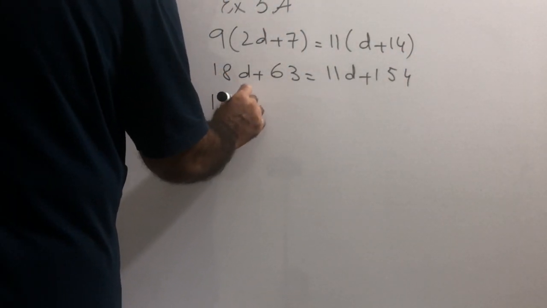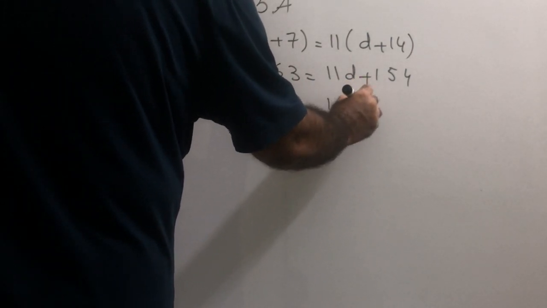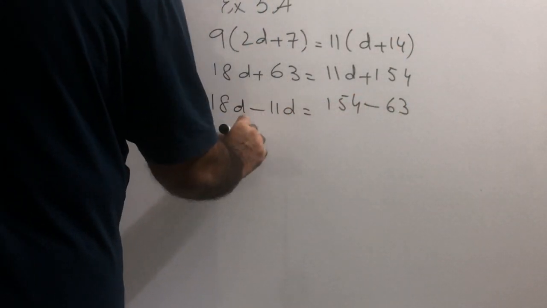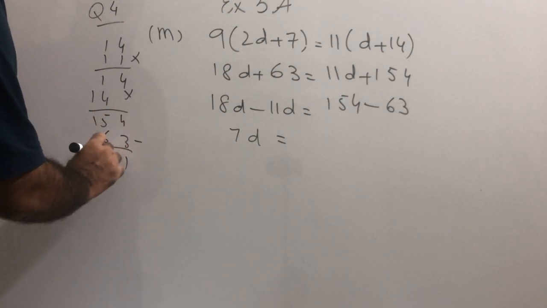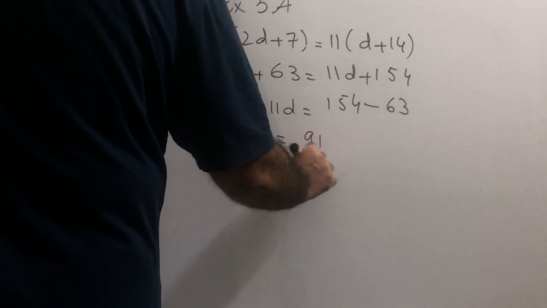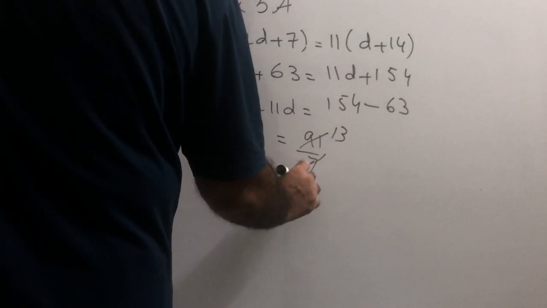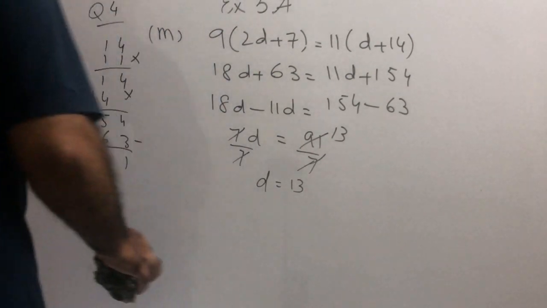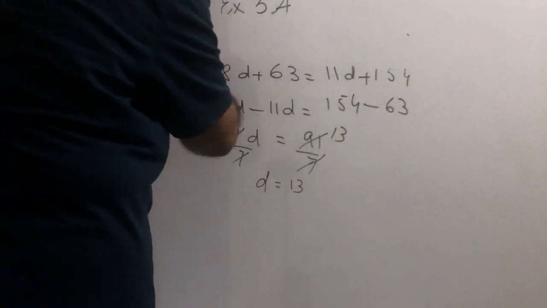Now we have 18d. We bring 11d to this side, it becomes minus 11d. We have 154; 63 will go to the other side, it becomes minus 63. It is 7d is equal to 154 minus 63, it becomes 91. Now divide both sides by 7. 7 13s are 91. d is equal to 13. This is the answer for part M. So it was a very easy question.